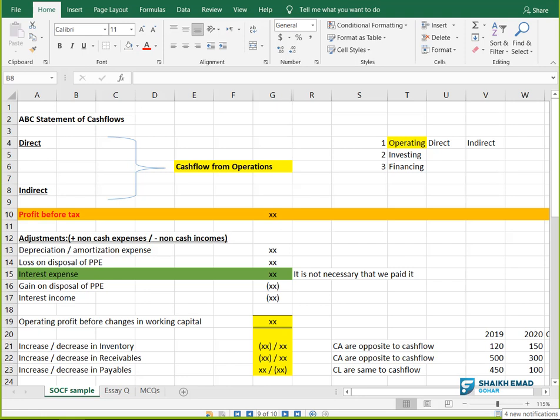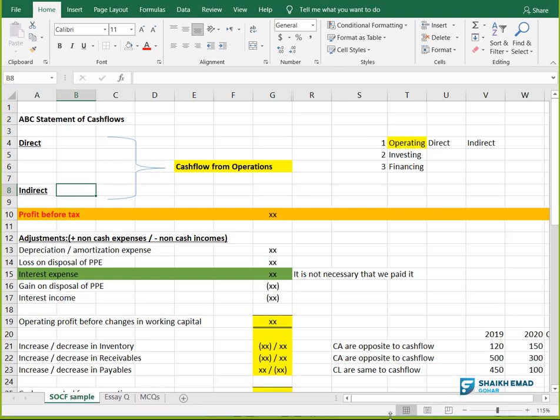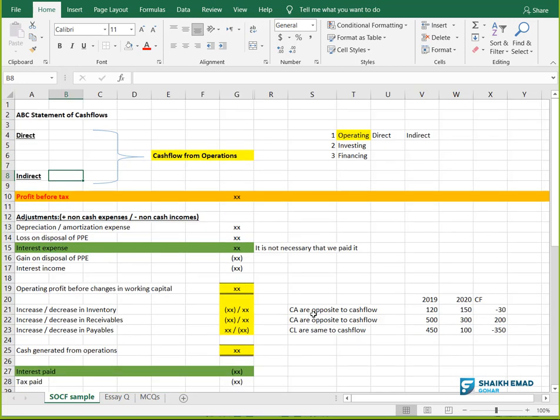Today our topic is statement of cash flows, right? So this is a sample in front of you, which is already there in the previous video on statement of cash flows. Just to recap a little bit, if you remember, in statement of cash flows we have two methods. One is called direct method, another is called indirect method. Now these methods are used to calculate cash flow from operations only.